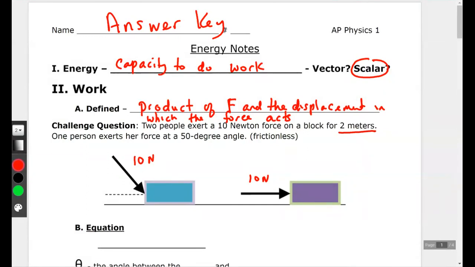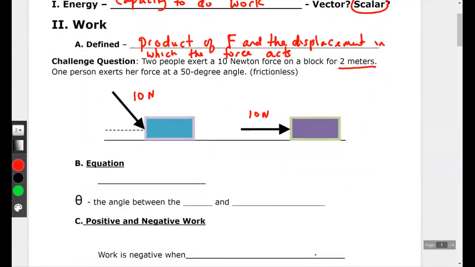But if you look at the equation for work, you see it's F cosine theta d, where theta is the angle between the force and the displacement. So you can see that this object does more work. Why? Because the only part of this force that's doing work is this part over here. Because this component does no work. It does not move the object.